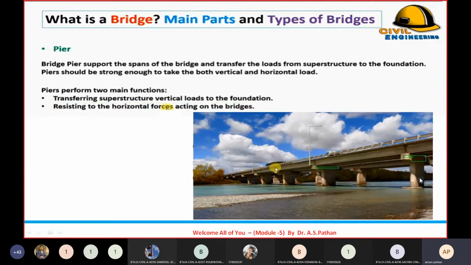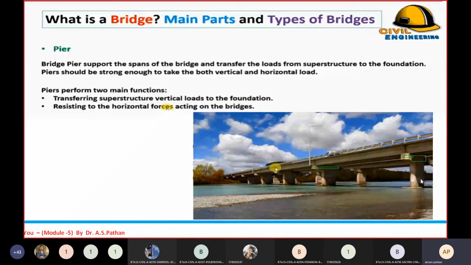So a pier is a cylindrical, vertical member carrying the vertical load or the compression load coming from the vehicles, and even the self weight of the deck slab will come over these piers. So a bridge pier supports the spans of the bridges and transfers the load from the superstructure to the foundations. So a pier should be strong enough to take both the vertical and the horizontal loads.